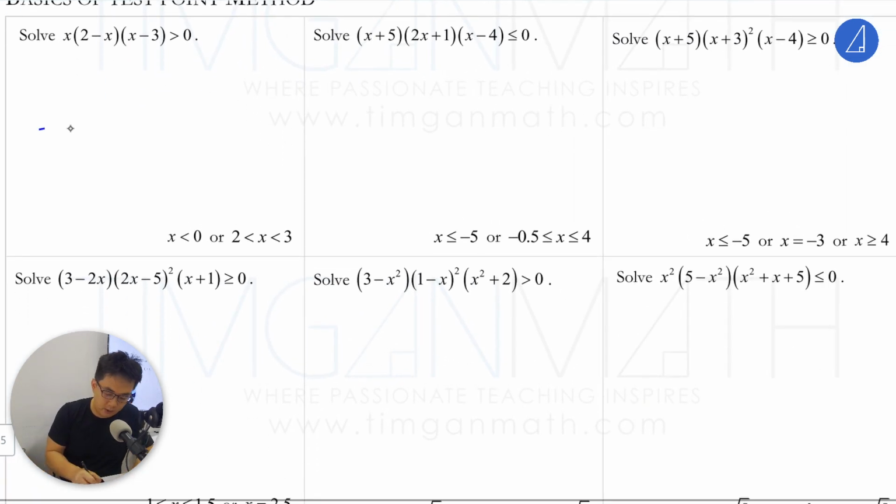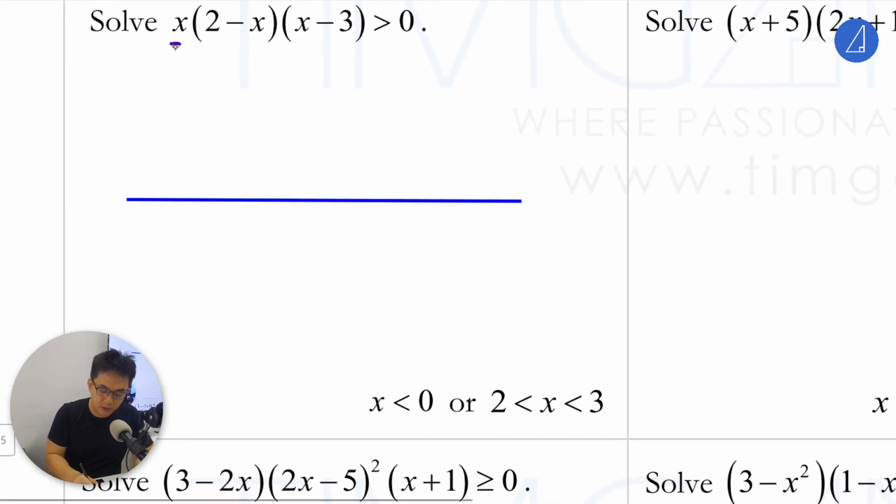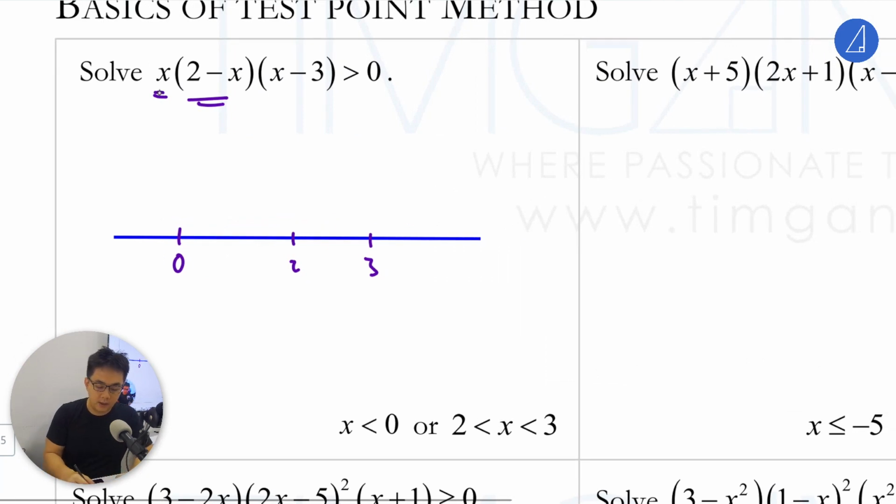If you look at the first one, I'll just do the quick one. The first one is quite straightforward, you just do the test point method. So you start off with 0, this is 2, and there's a 3. What you essentially want is to put a super huge value. Usually I'll say just put 1 million. If you put x as 1 million, it is positive, 1 million is positive, then 2 minus 1 million is negative. So this is positive, multiplied by negative, multiplied by positive. This entire thing is negative.